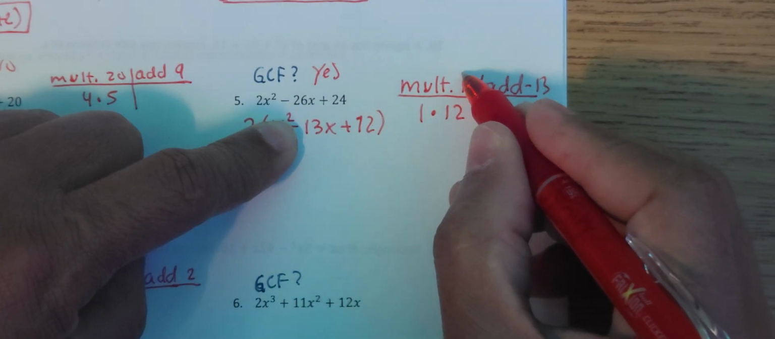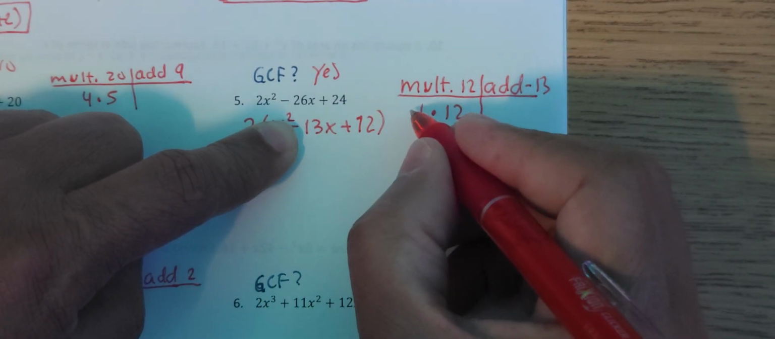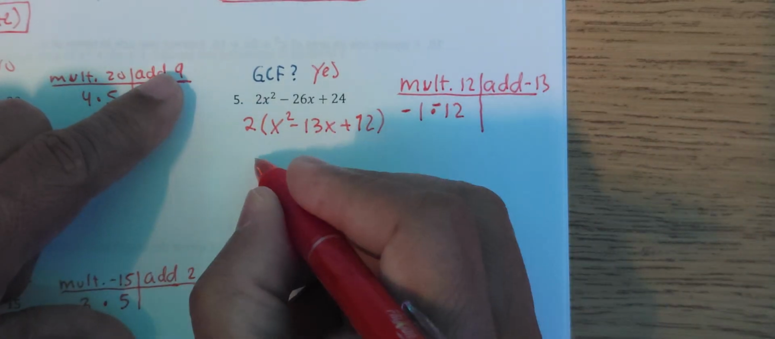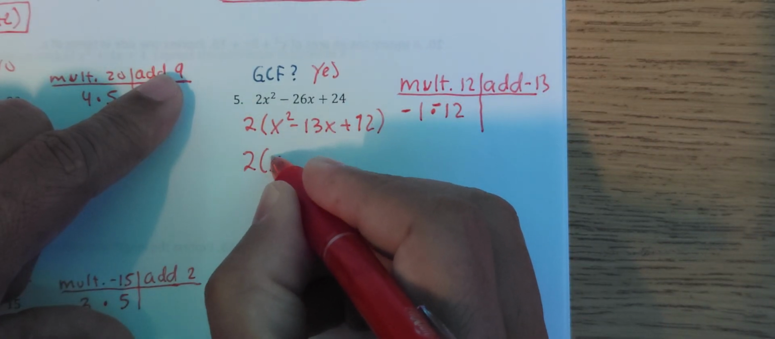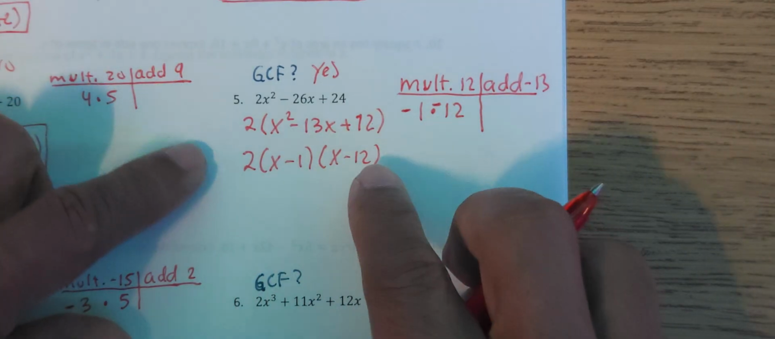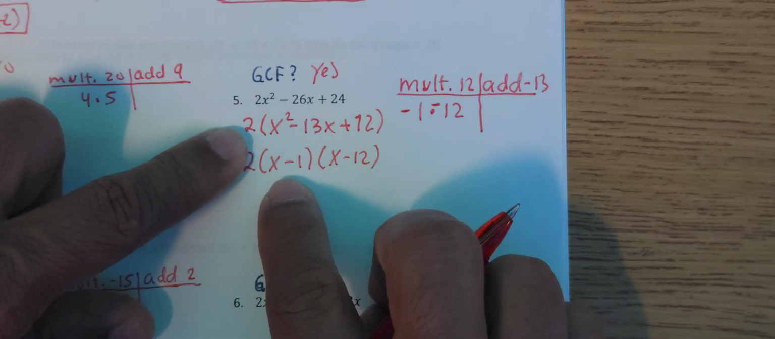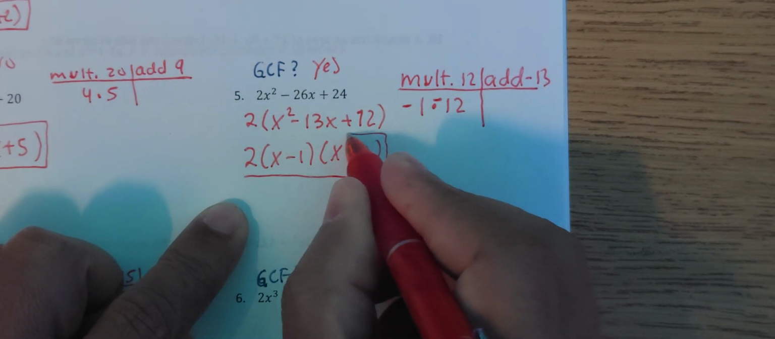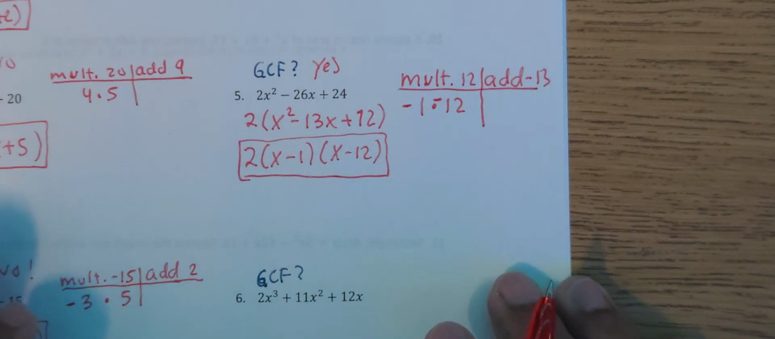So the only way they multiply to a positive 12 is if they have the same sign. Okay, so that means they both have to be negative. So then I'm going to keep that 2. And this is x minus 1 times x minus 12. Again, if you have x minus 12 first and x minus 1 second, it makes no difference. Okay, it's still the same thing. So this is that standard form quadratic in factored form.